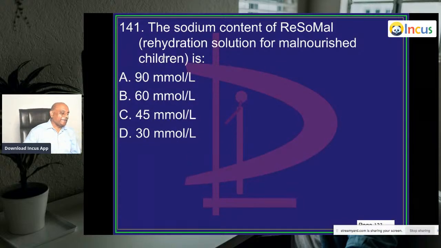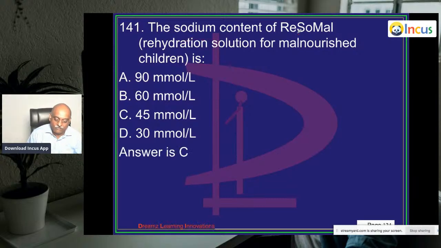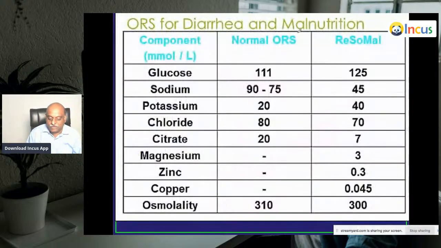Abhi aa gaya batti marne wala item. Sodium content of the resomal. You have to be very sure. 45 millimoles per liter. So doctor, normal ORS, resomal, kya farak hota hai? Examiner aapke kaan pakad ke puchega. Glucose 111 millimoles per liter, normal ORS. 125 is resomal. Don't forget.